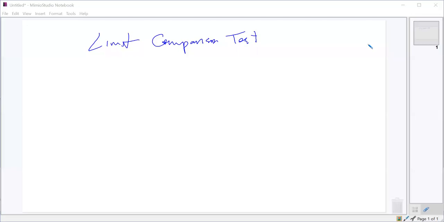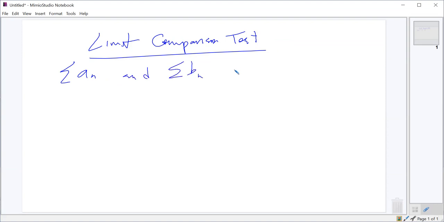We'll start with the limit comparison test. Once again, we've got two different series that we're looking at. We need a series of a sub n and a series of b sub n, and both of those have to have all positive terms, for some index capital N, always positive after some n value.